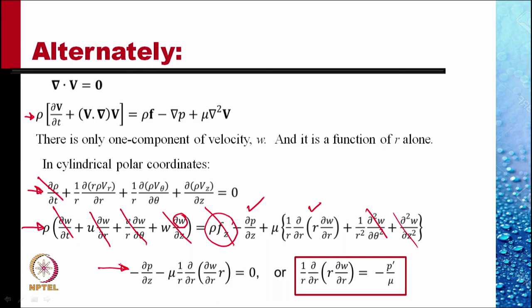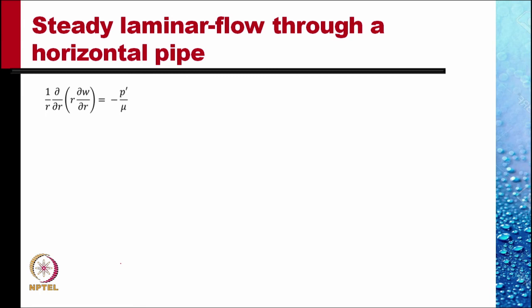Simplifying, we get this. Now, this equation is handled in the same manner as the corresponding equation for the Couette flow. We know that W is a function of R, so this would be a function of R. On the other hand, this P is a function only of Z. P does not change with theta and R. So, this is only a function of Z.